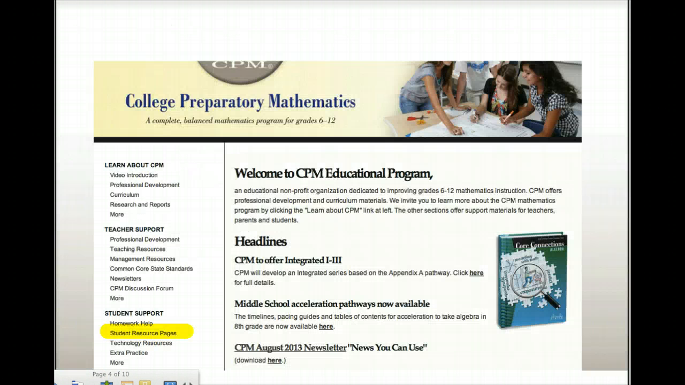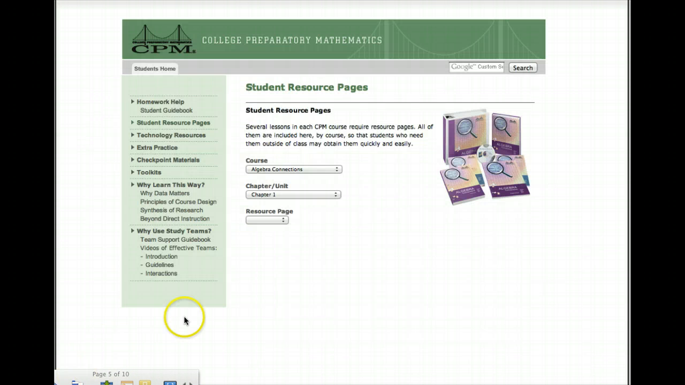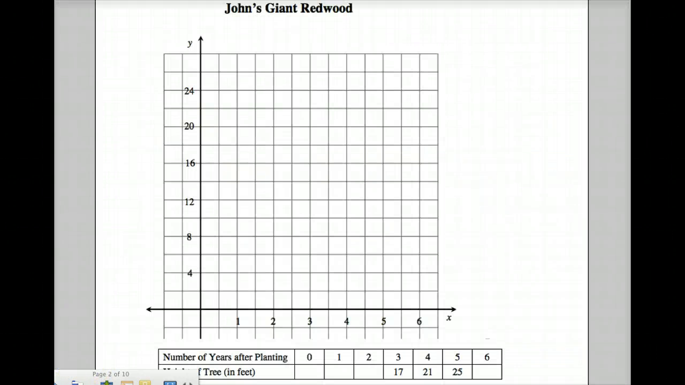Now if you ever want to get a lab sheet at home, you can go to cpm.org, and you'll come to this page. It looks like this, and I've highlighted the student resource pages. You'll click on that highlighted part, and then it's going to bring you to a page that looks like this. The course you want to pick is Algebra Connections, and you're going to want to go to Chapter 3, and then you'll pick out the section that you're on. Your lab sheet is going to look just like this lab sheet here.